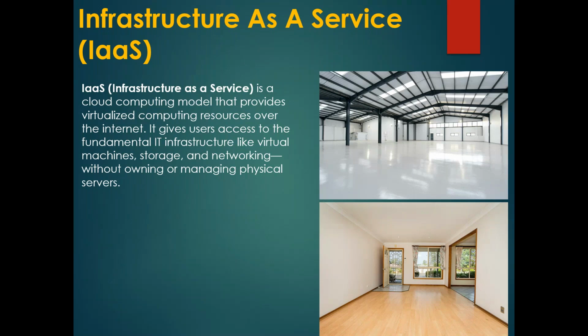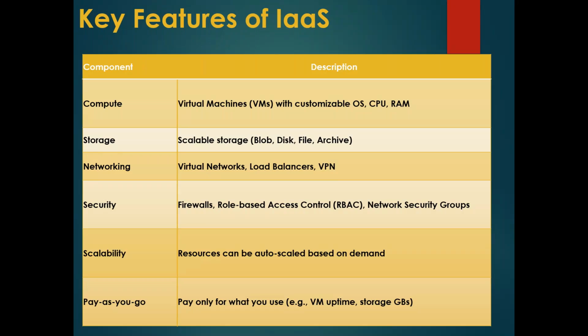After completing the next slide, I'll go to the Azure portal and show you what a virtual machine is and where it is. If you see here, the key features of infrastructure as a service. Compute, which means the virtual machines with customizable OS. If the consumer wants Windows, they can opt for Windows, and if the consumer wants Linux, they can opt for Linux, and the CPU and the RAM, how many GB they want. All these things are up to the consumers.